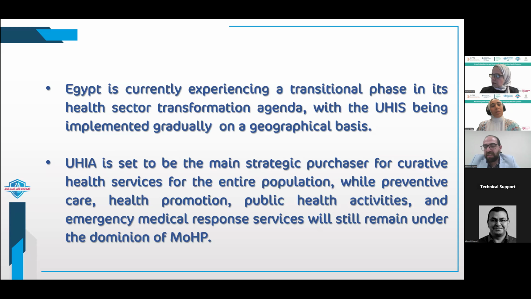UHIA is set to be the main strategic purchaser for curative health services, mainly for the entire population, while preventive healthcare, health promotion, public health services, and emergency medical response, as well as infertility and family planning services, will still remain under the dominion of the Ministry of Health and Population.